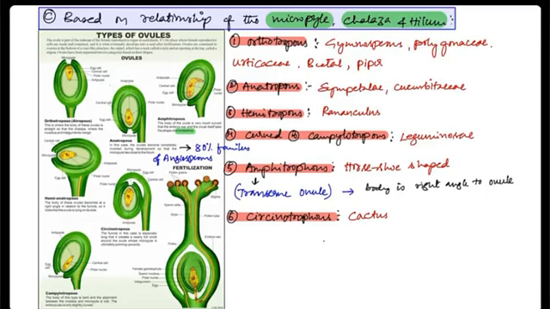So who will tell me the difference between amphitropous and campylotropous? This is the campylotropous and this is amphitropous. Who can tell me the difference between these two? You can see some difference in this particular figure. I've also highlighted that point.